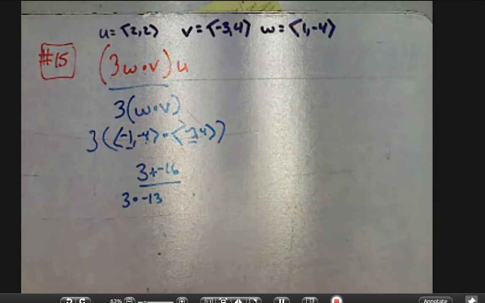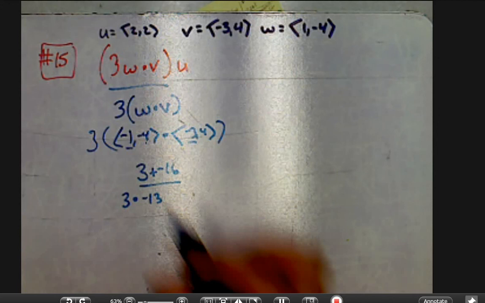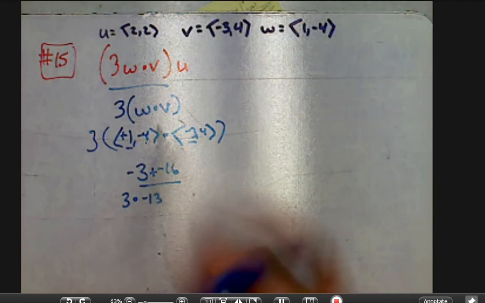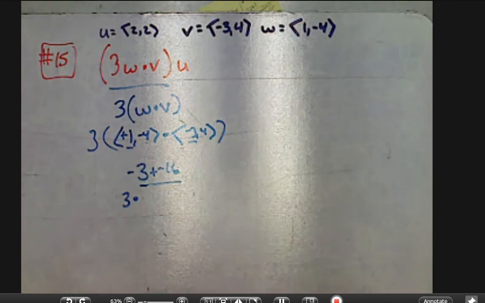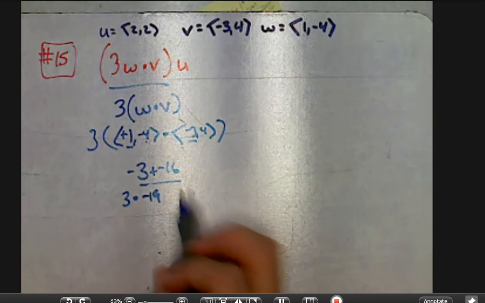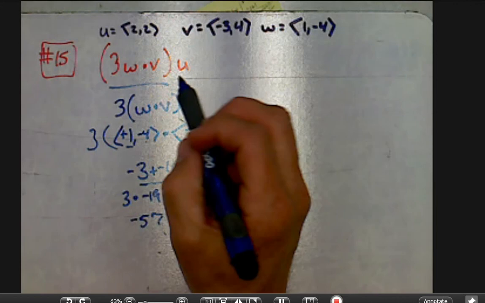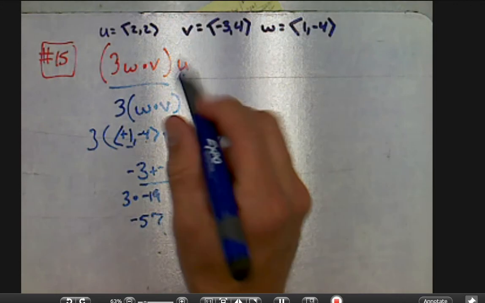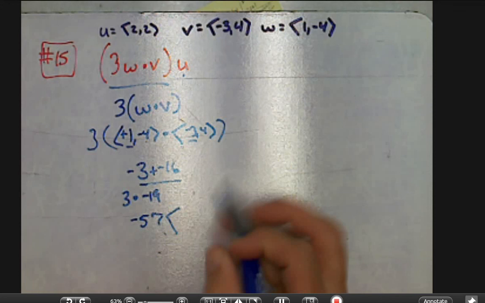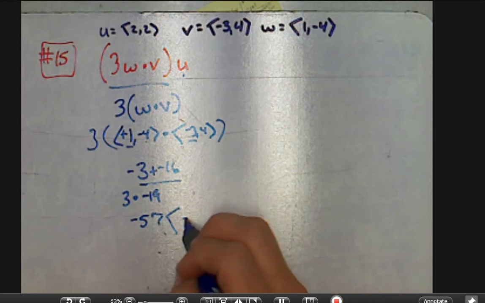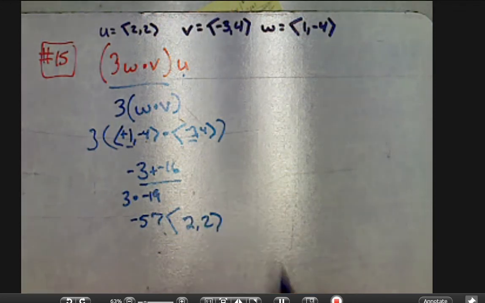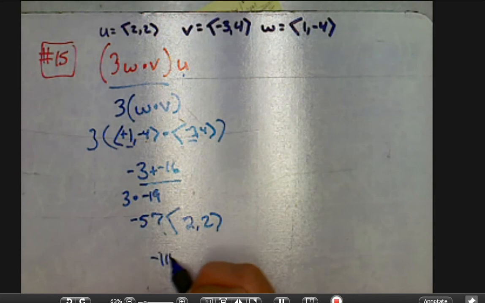Excuse me. That does give you -39. I've made a mistake somewhere though. Oh, this is a +1. So that makes it -3. And so 3 times -19 would be -57. And then this is times u, it's not dot u. So the u is 2 comma 2. And so -57 times 2, -114.